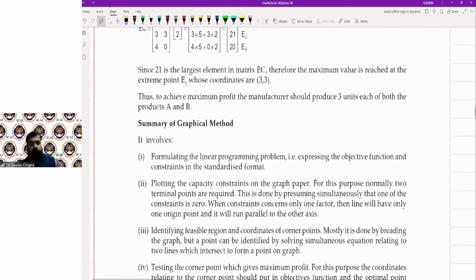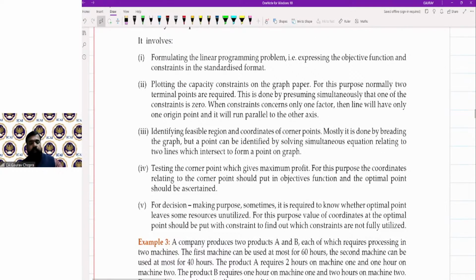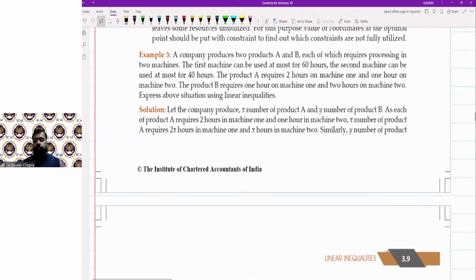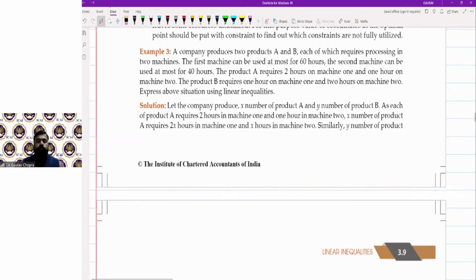Now the next one, example 3: you have to form just the inequality, nothing else. A company produces two products A and B, each of which requires processing on two machines. We have two options: either make product A or make product B, and to make both we need two machines.